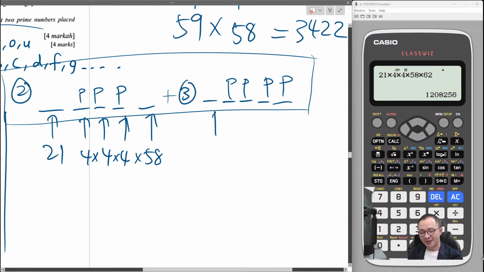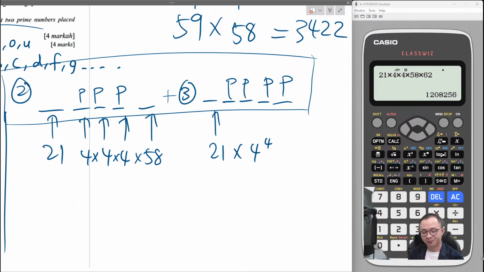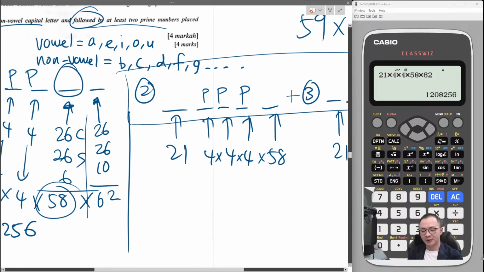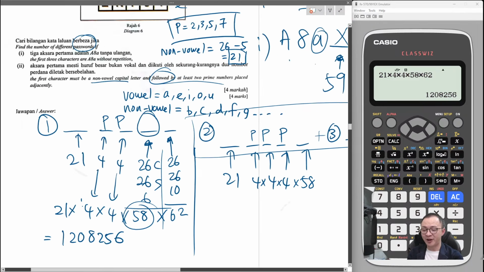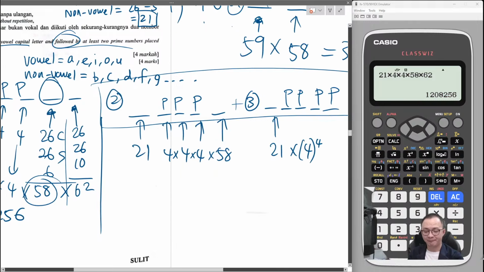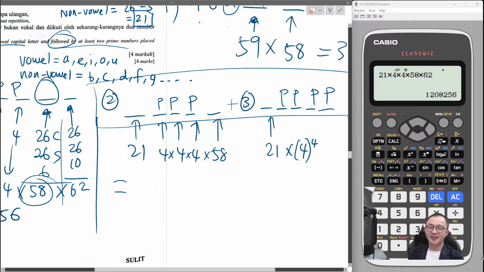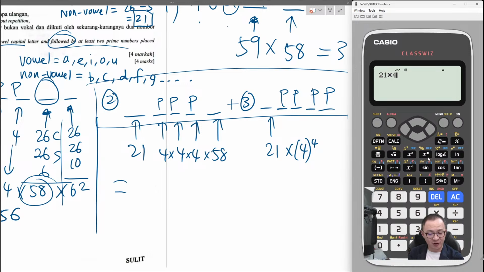Then this one, the first one is capital 21, and then all these are 4, right? Multiply 4 power of 4. Isn't it? Do we only have 5 or 6? Yeah, we have 5 only, right? Then you can plus every single one. So this one is 21 times 4 cubed times 58. This one is 77952. This one is 21 multiply 4 power of 4.